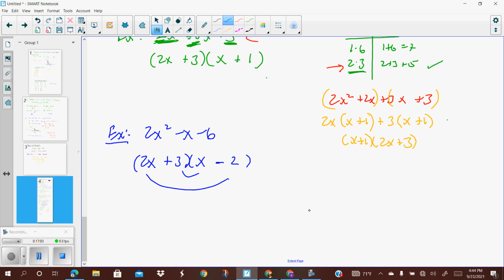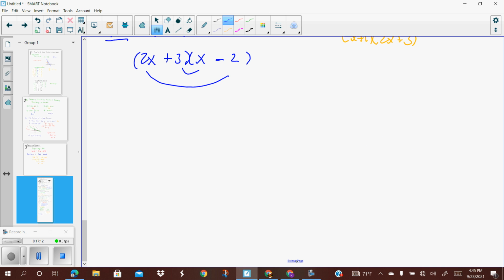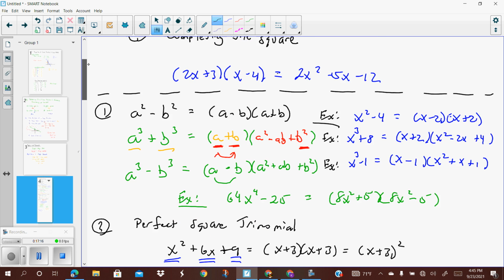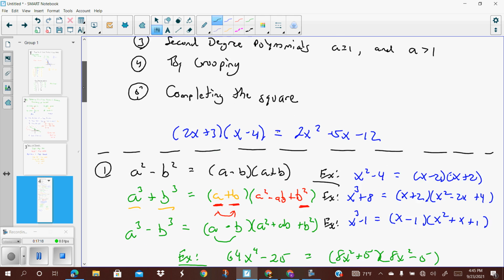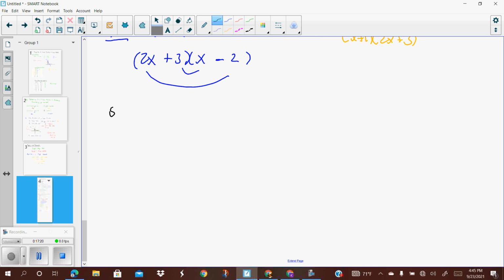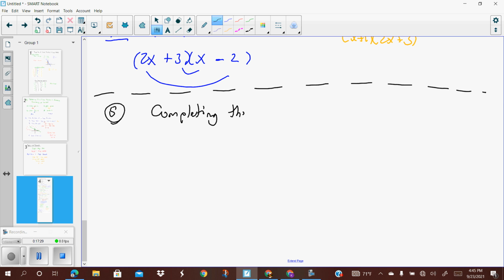All right, one more topic, and then we will be done. We need to talk about completing the square, and this is probably the most difficult of the topics. So this is our last topic. Is this 5 or 6? 5. Completing the square.